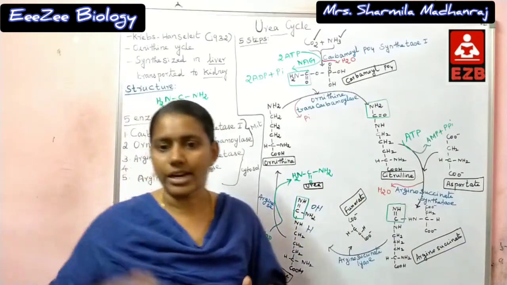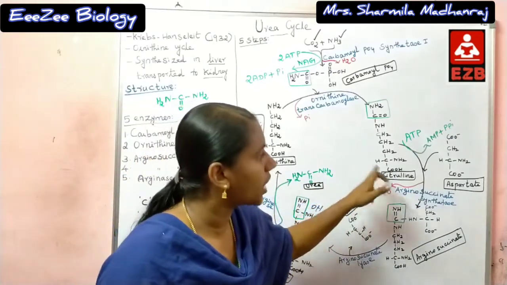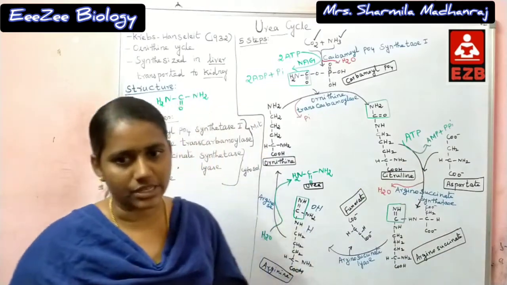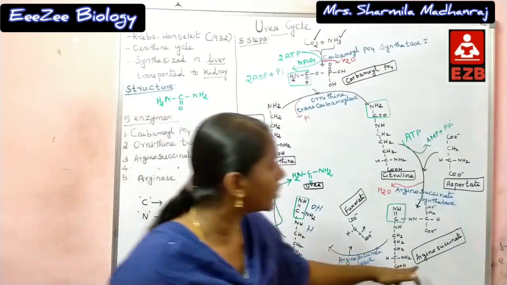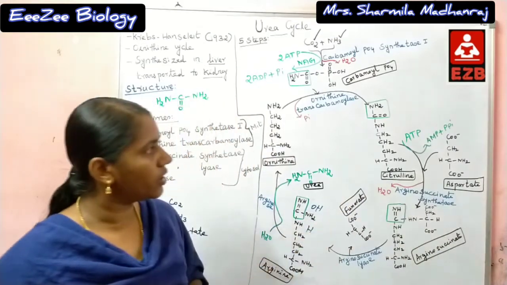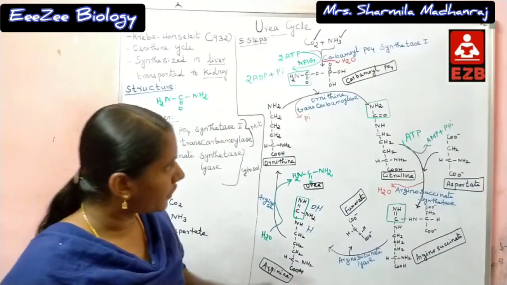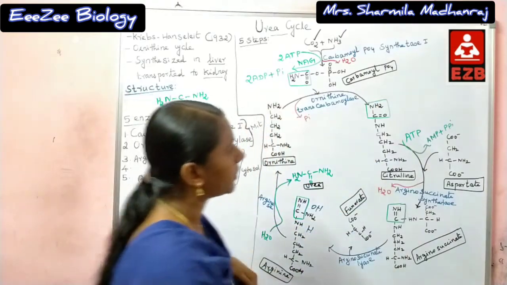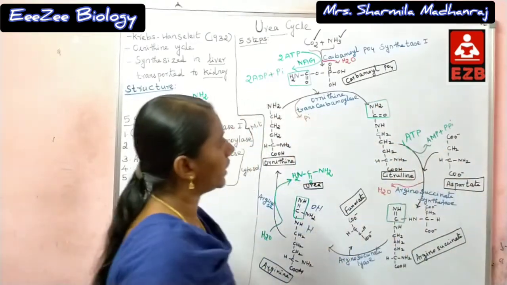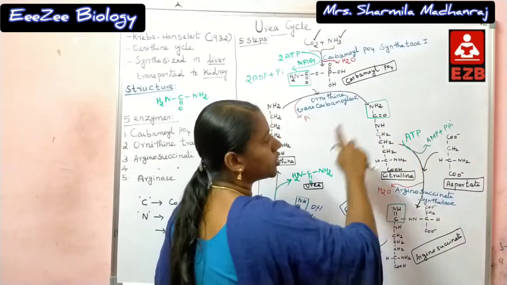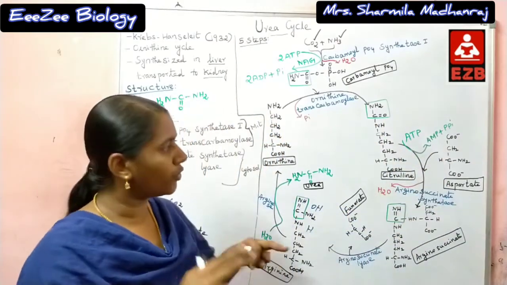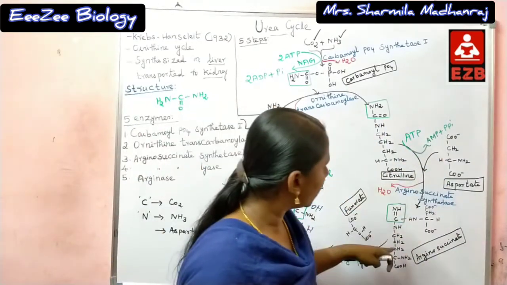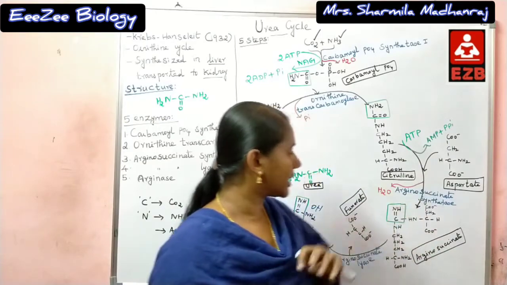Here, third step. Again a condensation process. Citrulline combines with aspartate to form argininosuccinate. Here water is removed: from one amino group 1 hydrogen, and from the other 1 hydrogen and 1 oxygen. So a total of one H2O molecule is removed in this step and the molecules combine to form argininosuccinate.